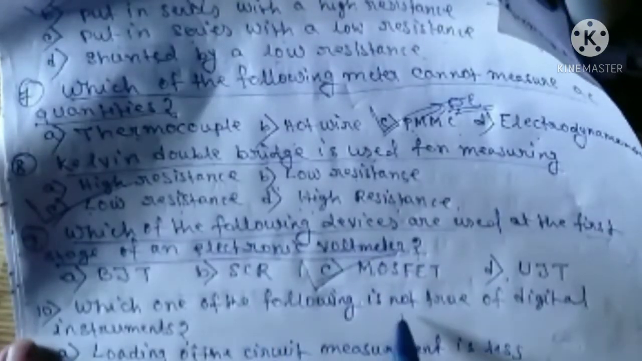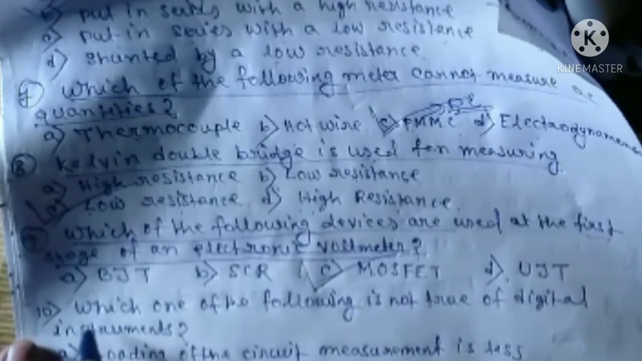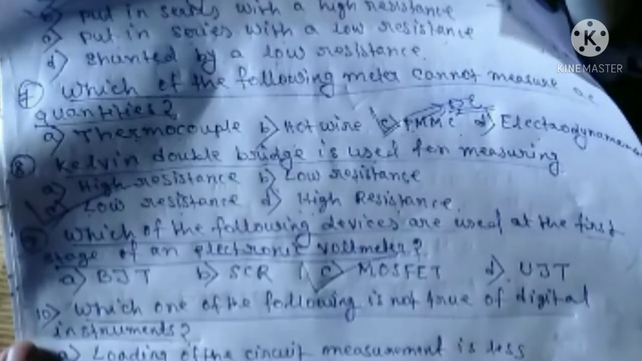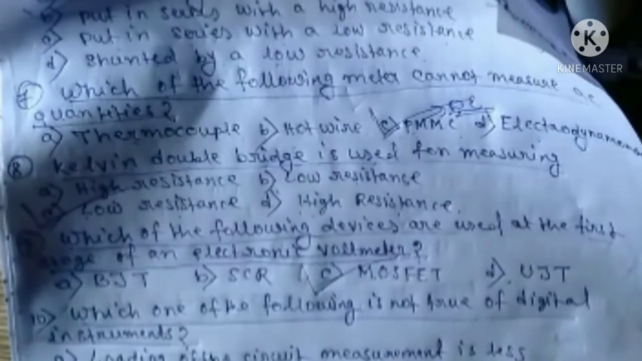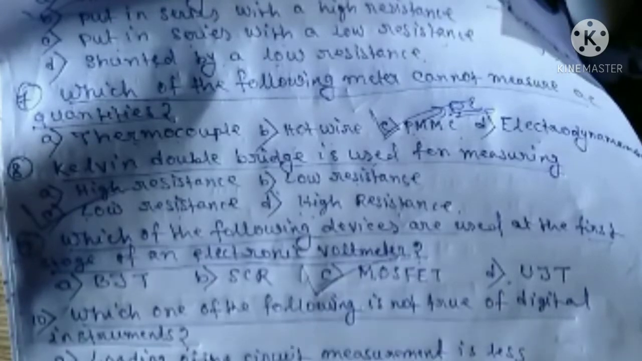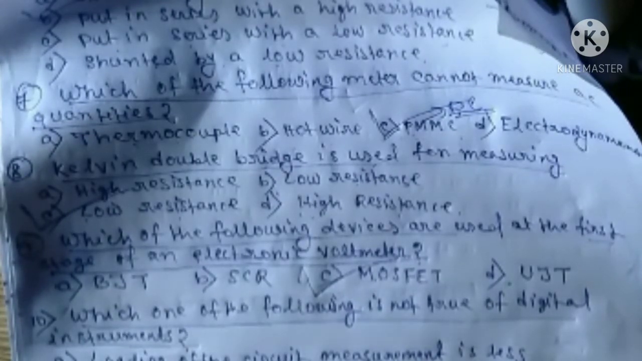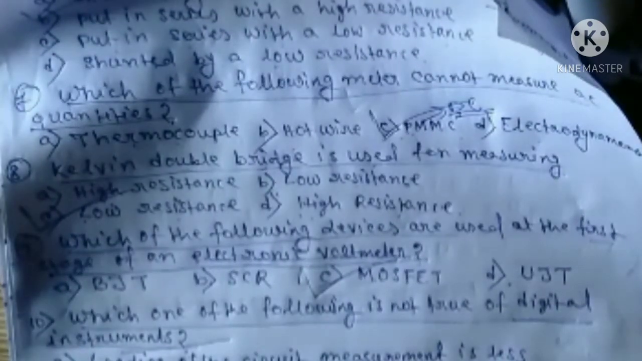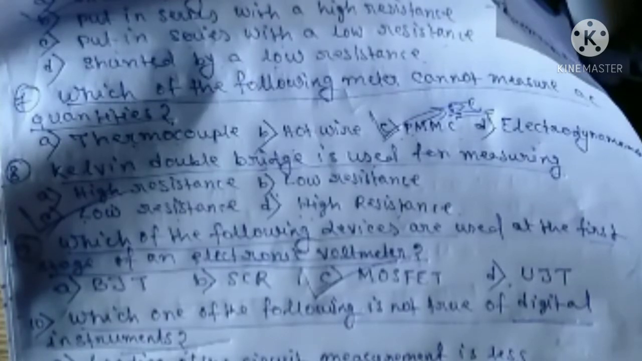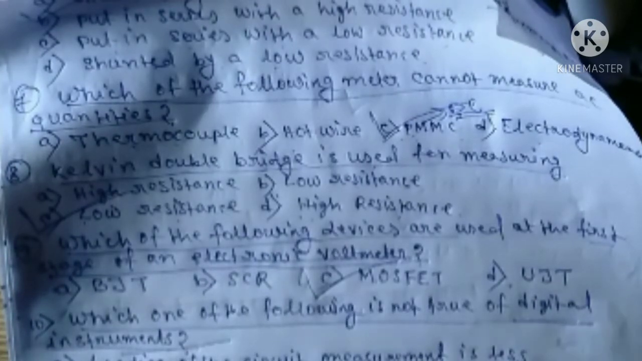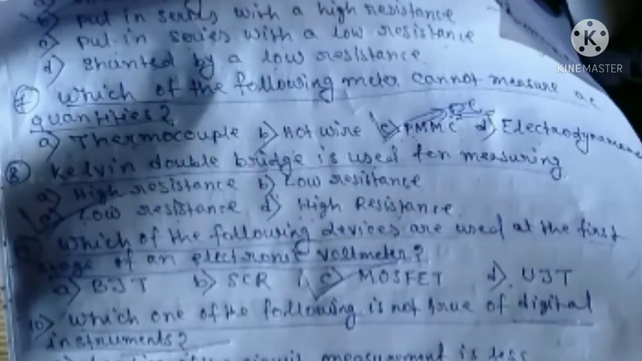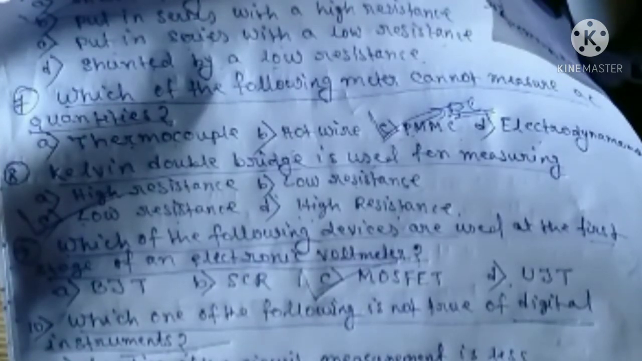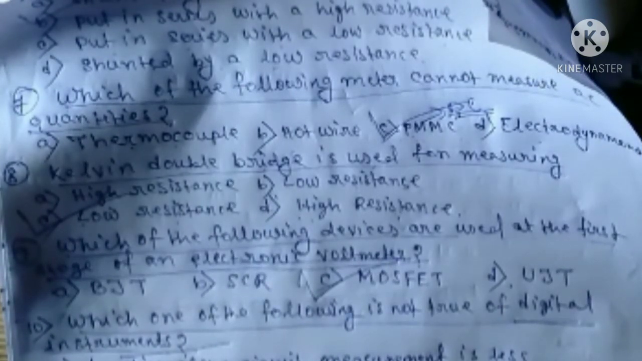Next, which of the following is not true of a digital instrument? Here option A, loading of the circuit measurement is less; B, accuracy is better; C, free from observation error; D, can present the reading over the overall range. We know that for a digital instrument the reading cannot always be presented over the overall range. So here option D is the right answer.